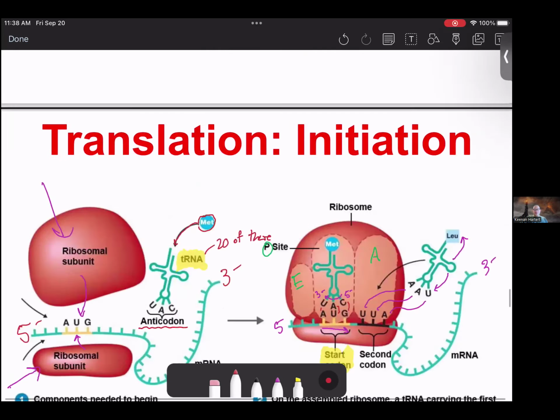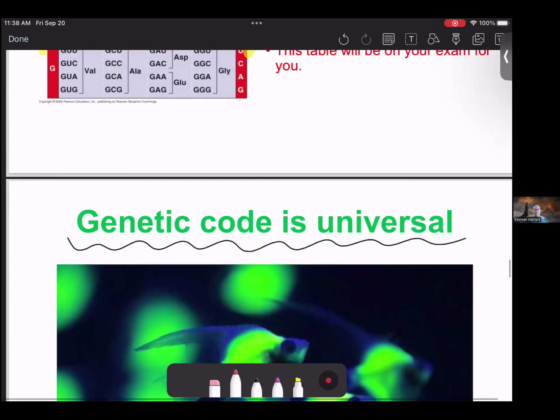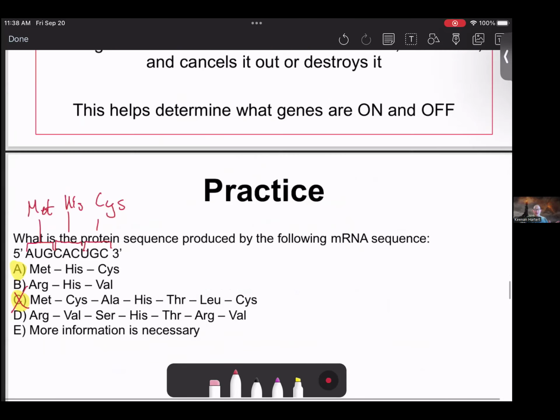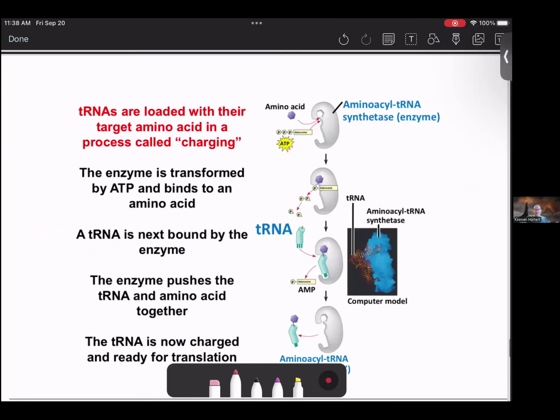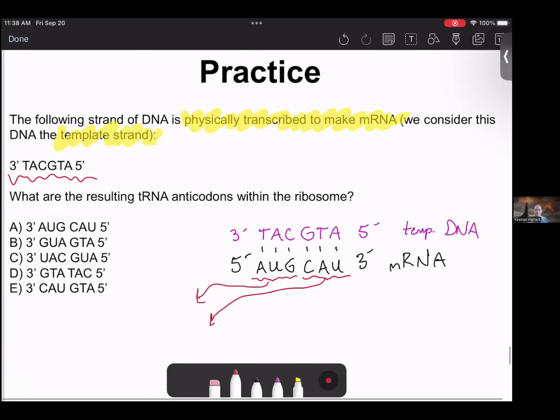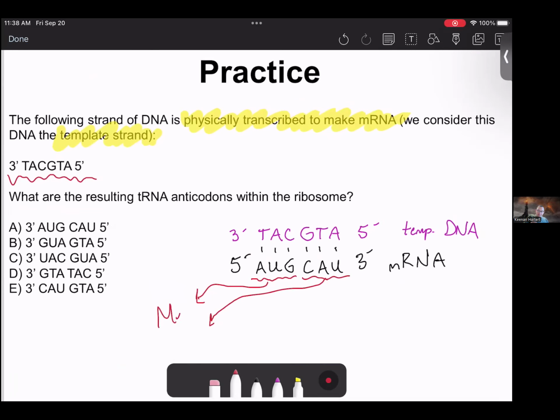Oh no, I'm going to have to scroll. I'm sorry. CAU is histidine and AUG is our methionine. Not bad. Okay. So you would have the table on there each time. So that's when I would say you should be okay. We're just going to go ahead and put methionine, histidine right there.